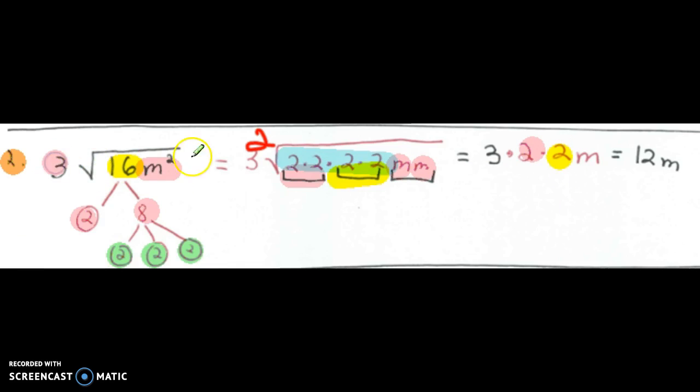This 3 was outside of the radical, so it stays outside of the radical. I have a set of m's. That's how I got that m. And I multiply them all together. That's how I got that answer.